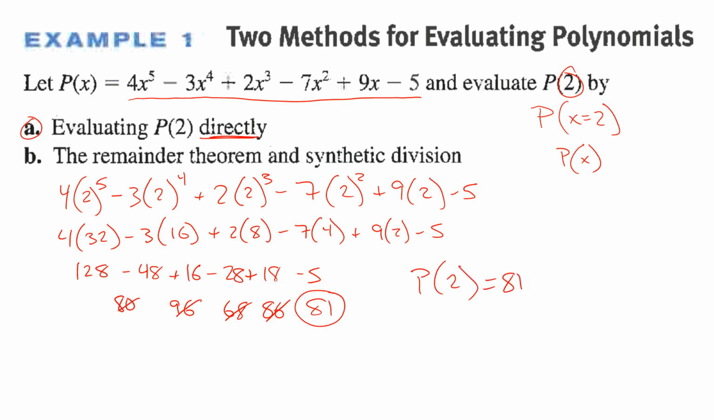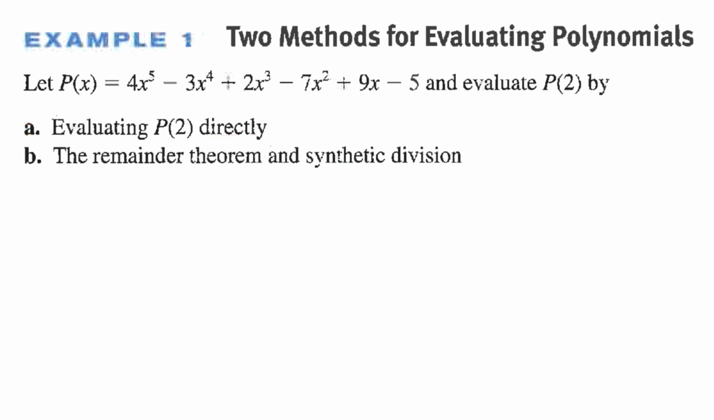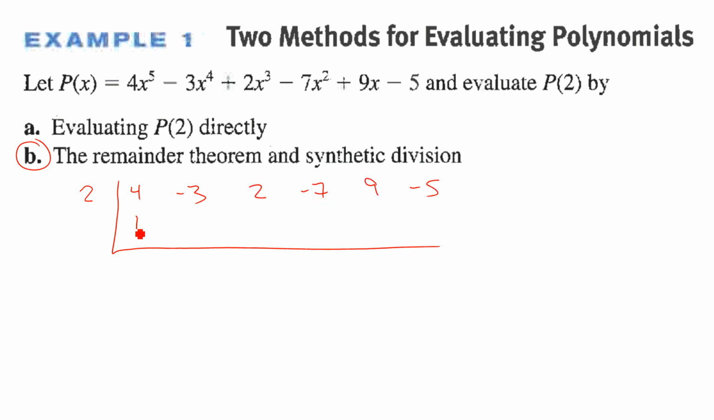All right, so we have the remainder theorem to do this much more quickly using synthetic division. It's kind of a pain to have to plug 2 in over and over and evaluate. So instead, let's do this using the remainder theorem. The remainder theorem says do synthetic division. So we're doing 2, and let's put our coefficients, 4, negative 3, 2, negative 7, 9, and negative 5. Bring down the 4. We get 8. Negative 3 plus 8 is 5.